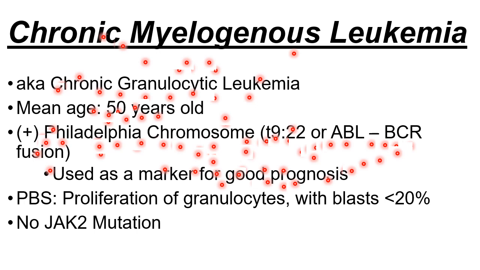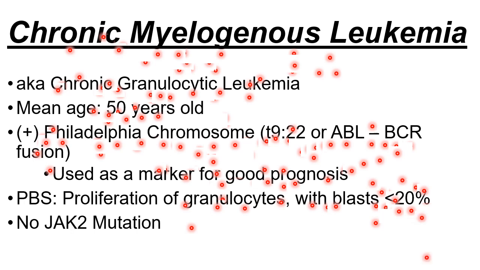Sa peripheral blood smear naman, makikita mo, no, madaming granulocytes, kaya nga siya tinawag na chronic granulocytic leukemia, with blast accumulation of less than 20%. Kapag nag-more than 20% na yan, mako-convert na yung chronic myelogenous leukemia mo into acute myelogenous leukemia. So, ang cutoff is 20. And again, wala 'tong JAK2 mutation.